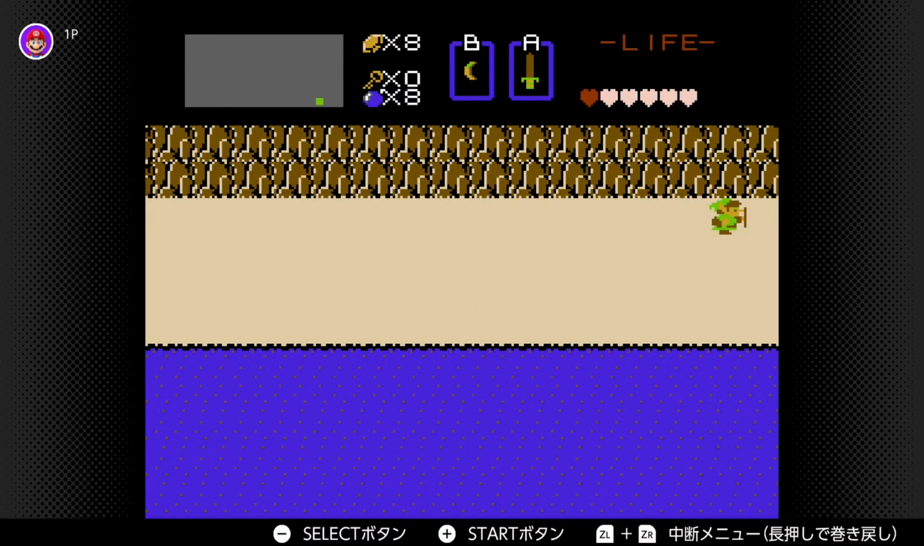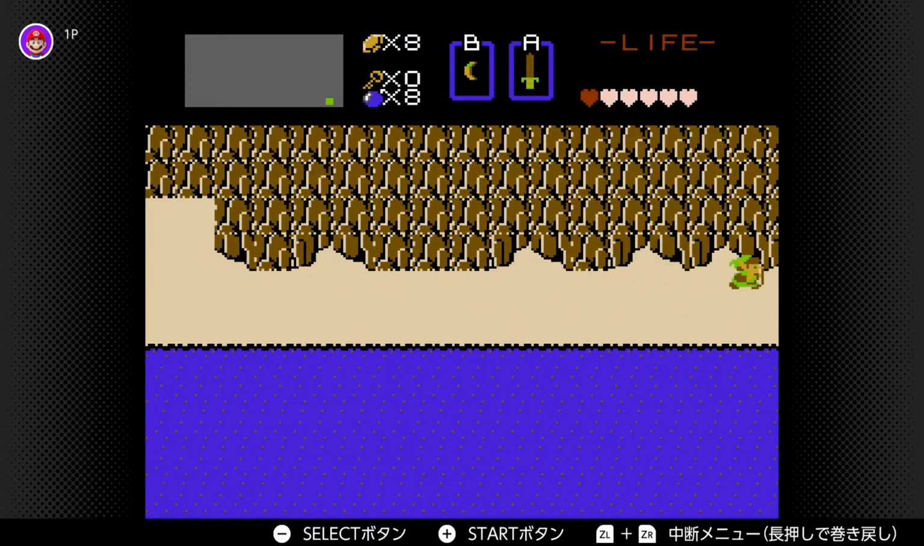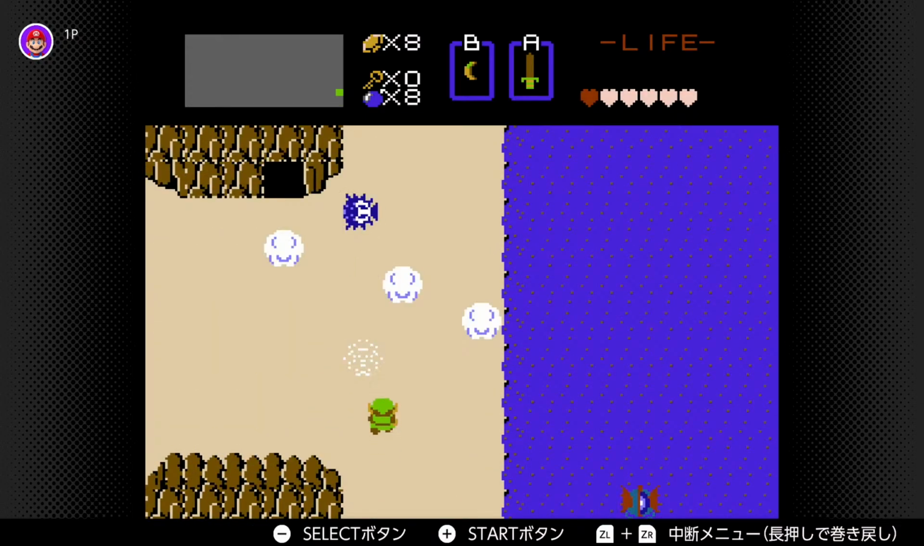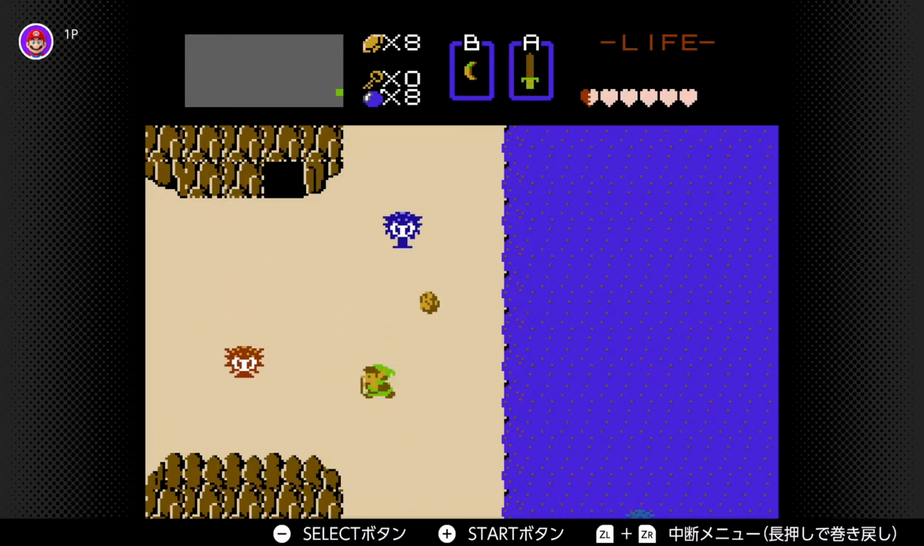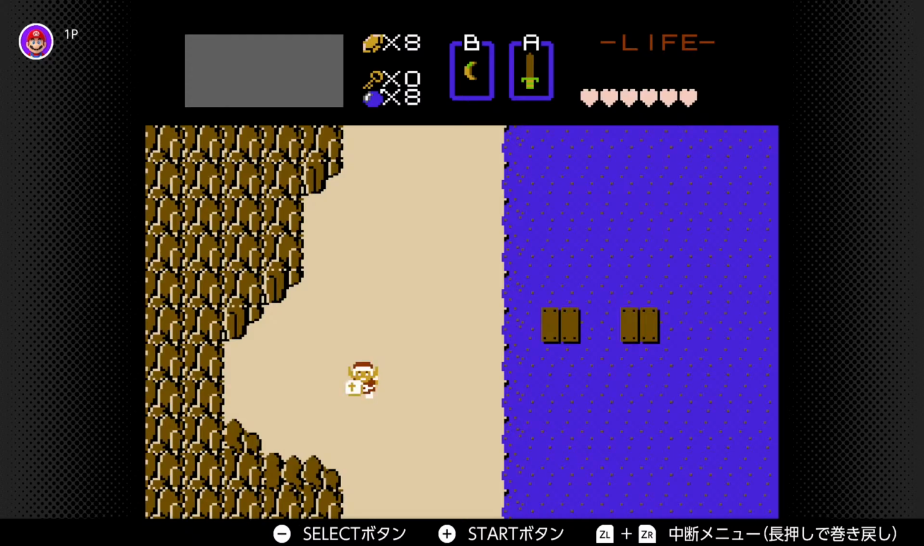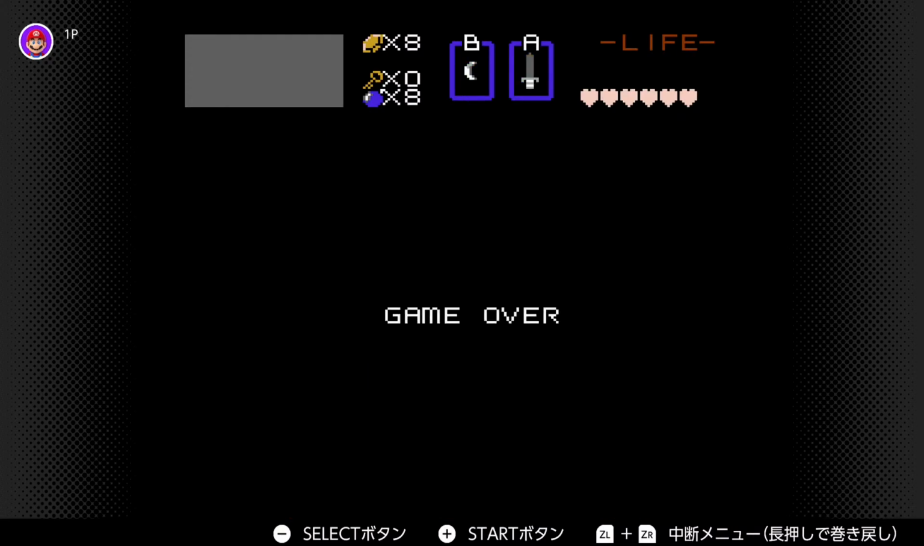Oh boy. Yeah, the Zoras, the river Zoras don't help. Okay. Here's a heart. Nope. And we lost. Oh well. Let's try another way.